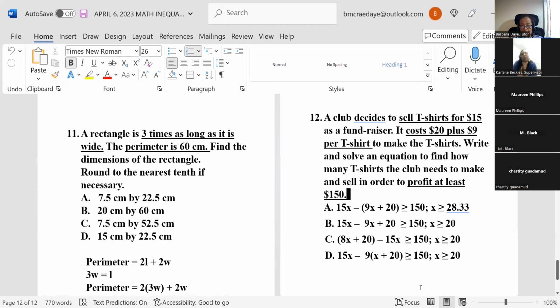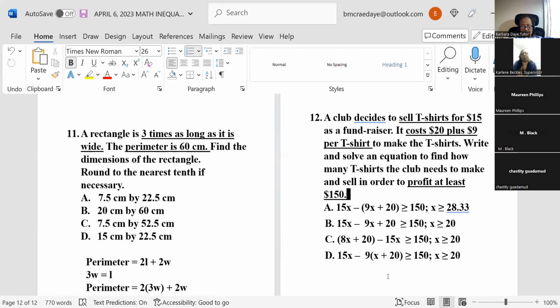So which one of these do you think would be correct for the equation and the amount of t-shirts you need to make for that profit? A, B, C, or D? Maureen, which one would you say?